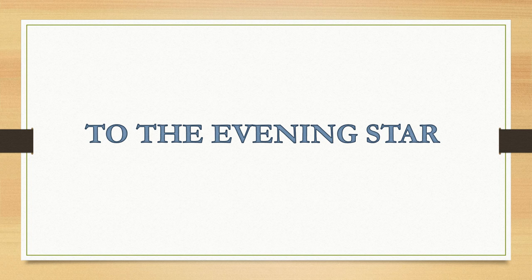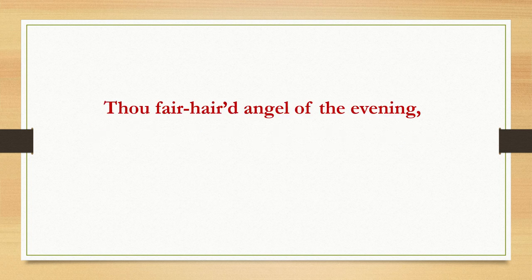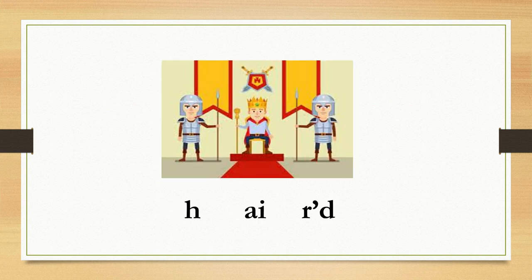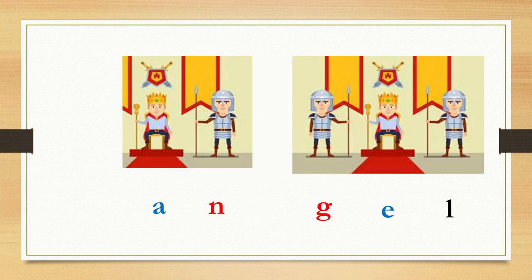First one is To the Evening Star by William Blake. The first line of that poem is Thou fair-haired angel of the evening. Now we are going to count how many syllables are there in this line and the stress pattern. Thou fair-haired, these are monosyllabic words, only one syllable is there. In this word there are two syllables.